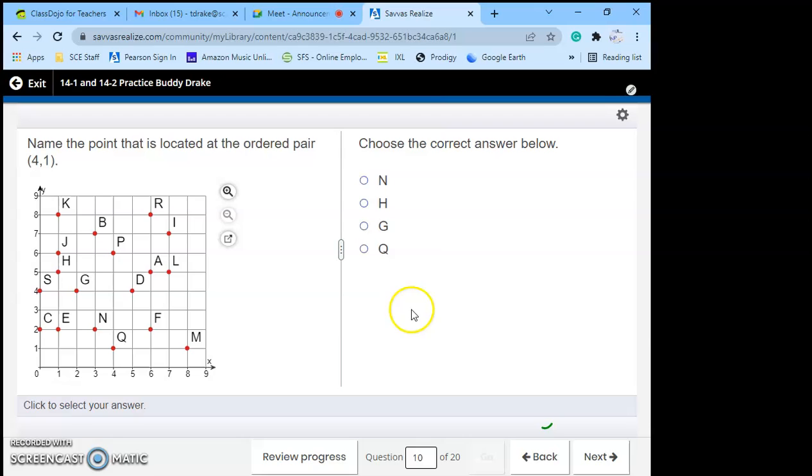Name the point that is located at 4, 1. 4 is our X, 1 is our Y. 1, 2, 3, we're at 4, go up 1. 4, 1 is Q.